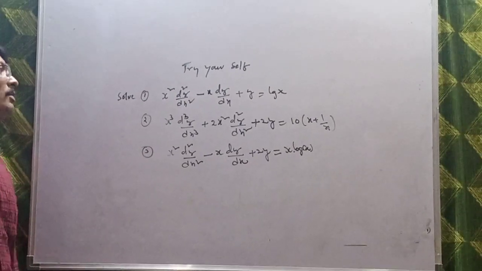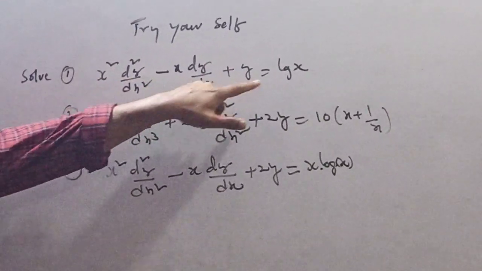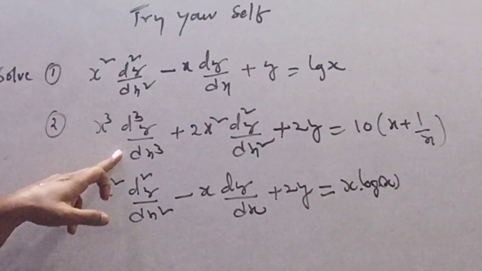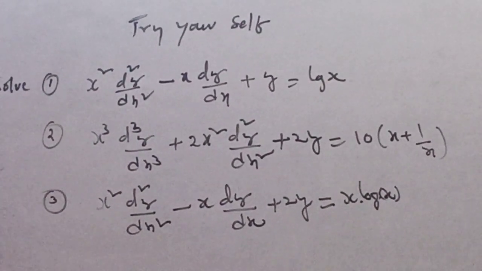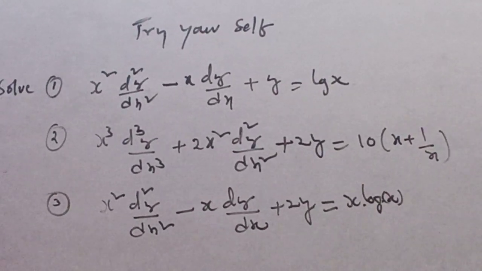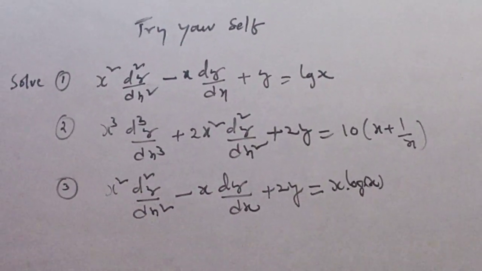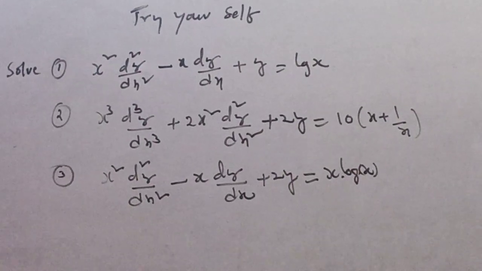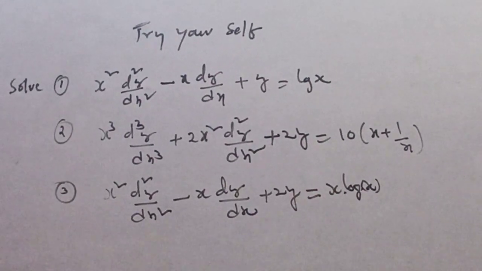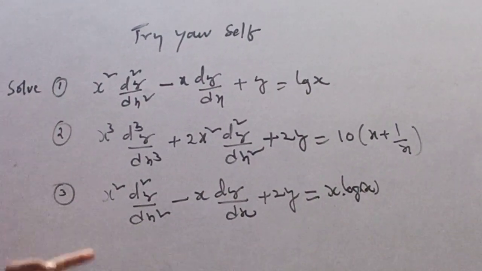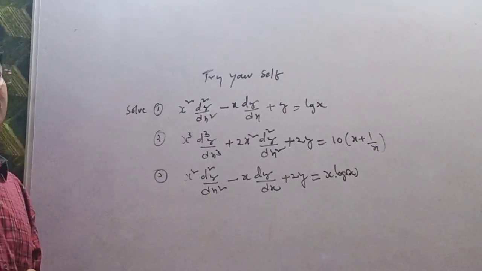Clear? Try yourself. x square d square y by dx square minus x dy by dx plus y equal to log x. x cube d cube y by dx cube plus 2x square d square y by dx square plus 2y equal to 10 times x plus 1 by x. Third one: x square d square y by dx square minus x dy by dx plus 2y equal to x log x. You can do these by substituting x equal to e to the power of z, or z equal to log x, reducing these equations into higher order linear differential equations with constant coefficients, and solve. Okay, thank you.